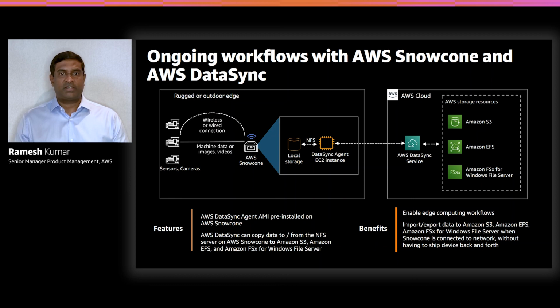All Snowcone devices come pre-installed with the DataSync agent. The DataSync agent is installed as an AMI running on the Amazon EC2 instances that are hosted on the Snowcone device. So once you've copied your data onto Snowcone in the rugged edge location, you can carry Snowcone to a place where there's network connectivity. Again, your home, your office, or a hotel room connected to the network, and transfer the data to AWS. Now the Snowcone device is available to you to capture and process the next set of data generated at the rugged edge location.